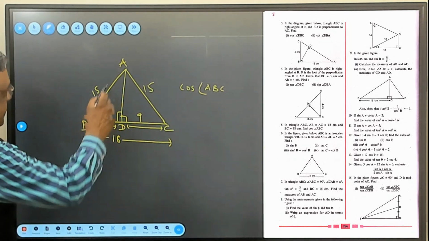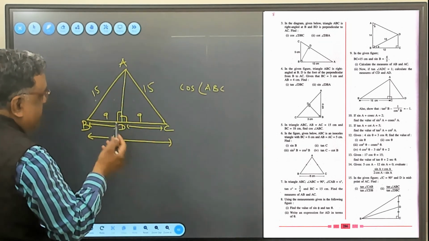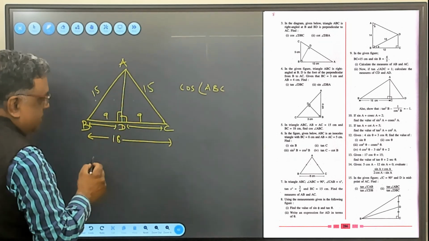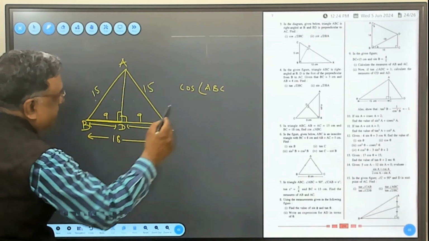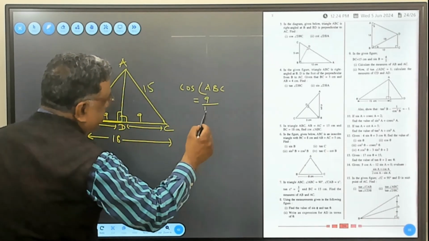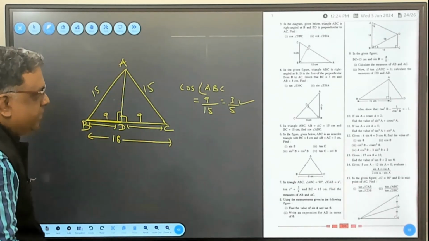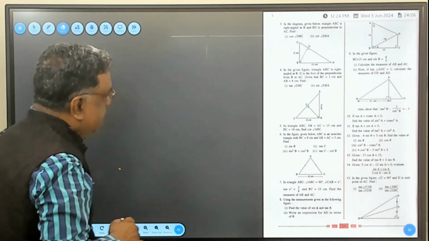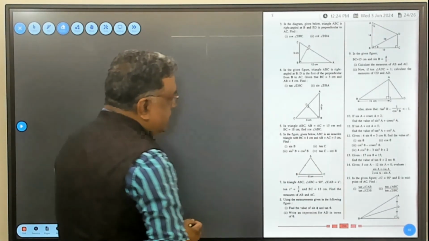Now cos of ABC. I can find cos of ABC by considering triangle ABD, which is a right angle triangle. So cos of ABC is adjacent, which is BD, which is 9, upon hypotenuse, which is 15. Divide by 3, 3 by 5 is the answer. Clear?